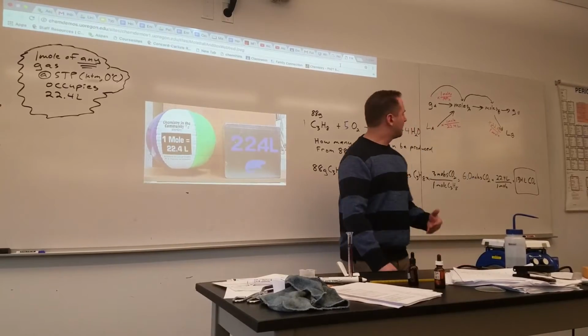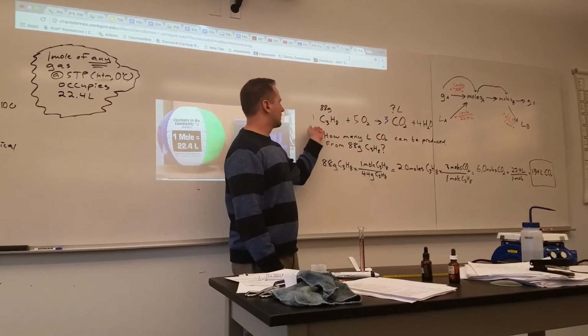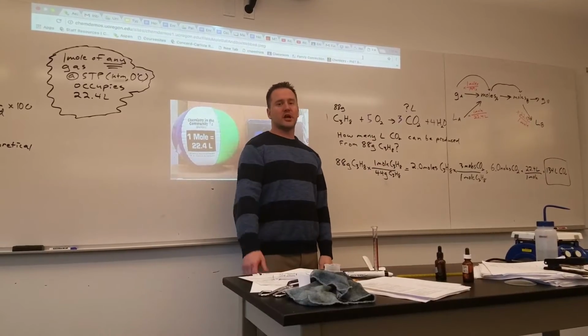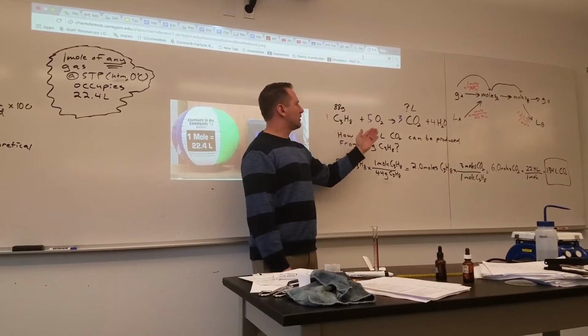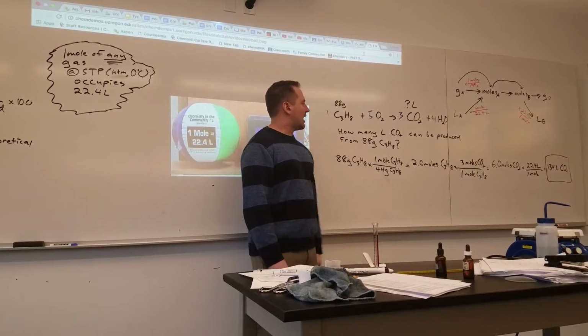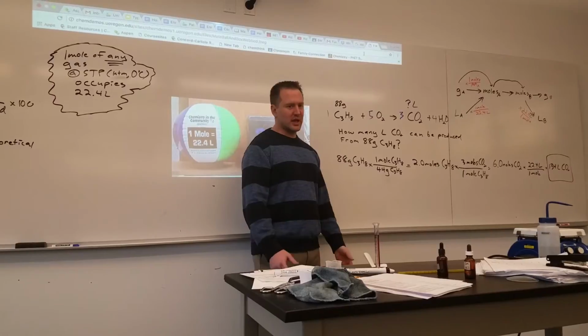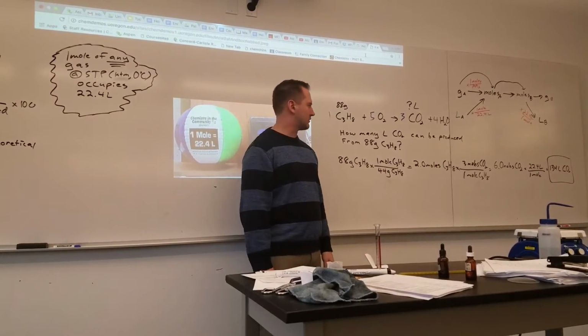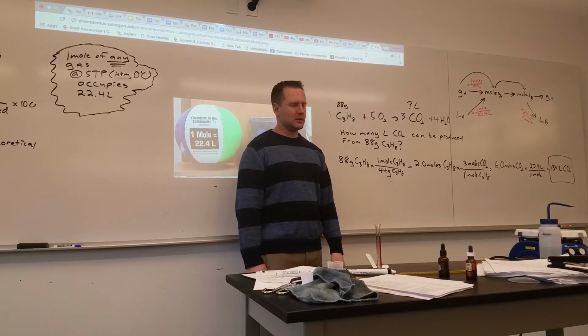So up here I just put a sample problem where we have the combustion of propane, where you react it with oxygen to produce carbon dioxide and water. And this is the molar ratio in which these things react. The question I ask is, how many liters of carbon dioxide, which is a gas, can be made from 88 grams of compressed propane? Let's pretend it's a liquid that we measured to be 88 grams.